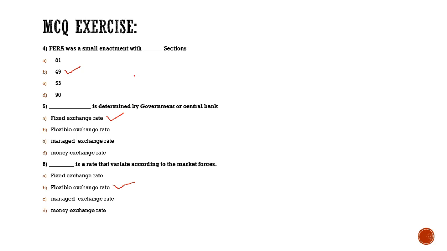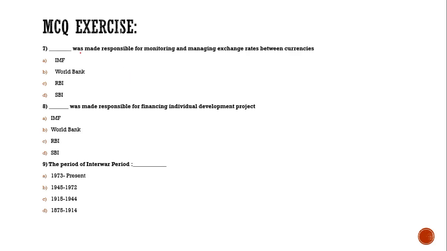I hope everyone must have got the answers right. We'll move to the last set of MCQs. Again, 3 MCQs are given, under which the first one states dash made responsible for monitoring and managing exchange rate between currencies. Second is dash was made responsible for financing individual development projects. And third is the period of interwar period. Again, I'll give you a couple of minutes, read the question correctly, figure out what might be the correct answer, and then we'll discuss the answers.